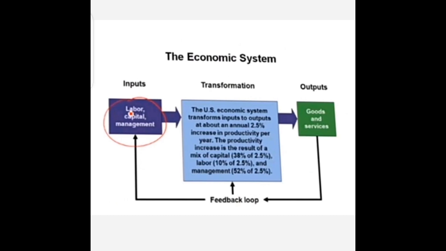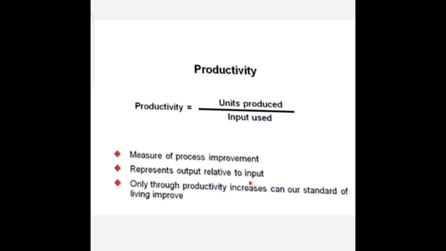In the economic system, we have inputs from labor, capital, and management, then transformation, and then we have the output. The US economic system transforms inputs to outputs at an annual increase in productivity of about 2.5% per year. So the productivity of the US has increased 2.5% every year. The productivity increase is the result of a mix of capital, 38% of the 2.5%, labor, and management.